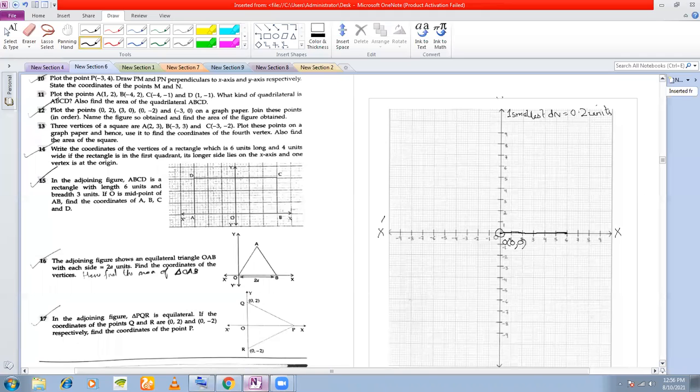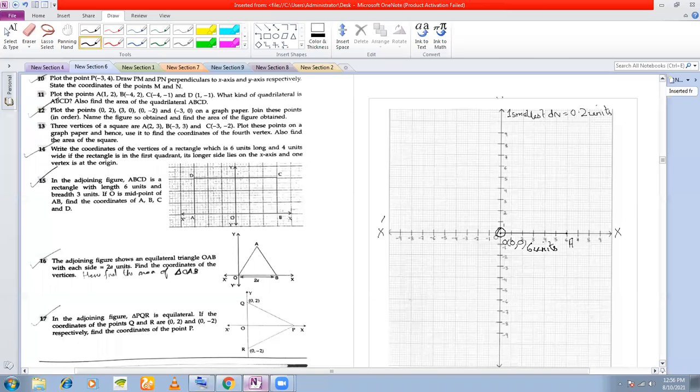So from the origin, if the rectangle lies in the first quadrant, we move 6 units. This is one side of the rectangle. All of you agree this is one side of the rectangle? Yes, sir. So what I do is I draw a straight line from the origin till this 6. Now let's call this point A. This is 6 units, the length of the rectangle.